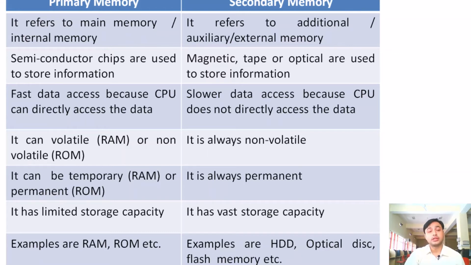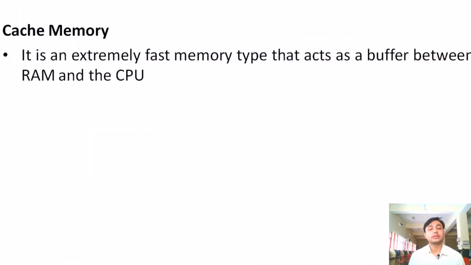So these are the important differences between the primary memory and secondary memory. That is generally asked sometimes in interviews or sometimes in exams also. Now, what is cache memory?